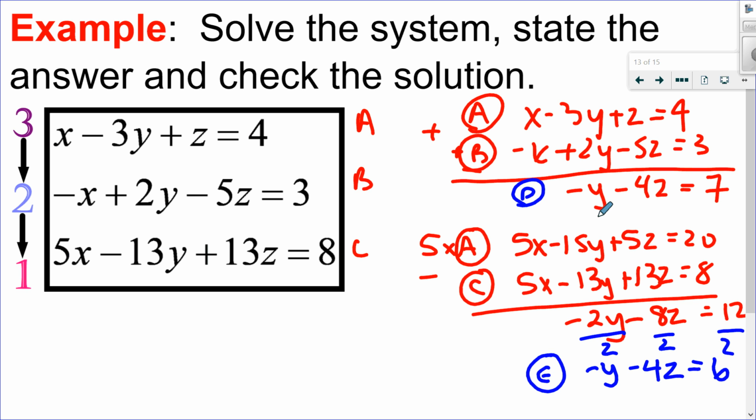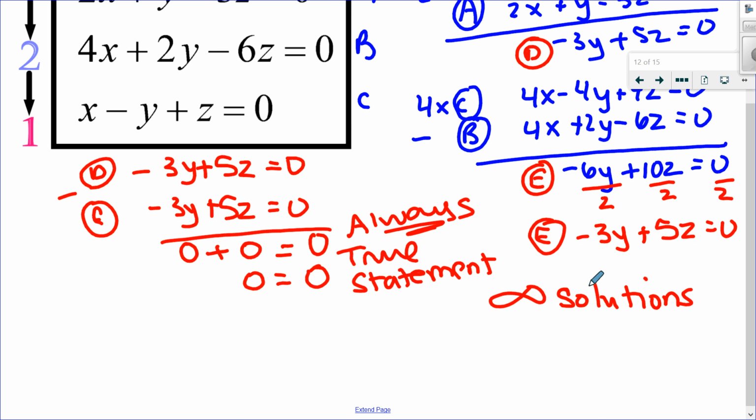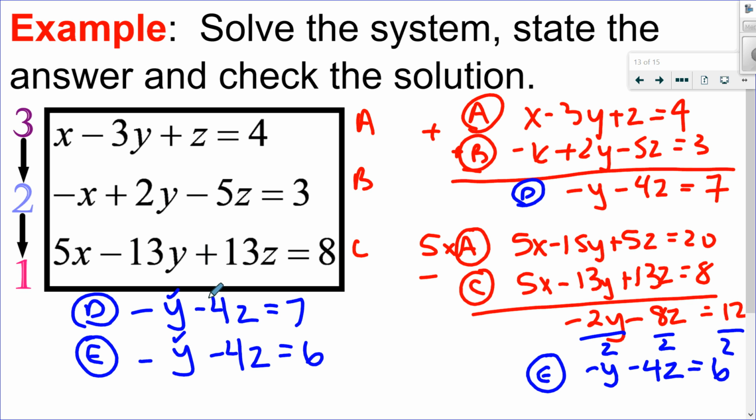I see they have the same y value, so I can probably eliminate that by subtraction, and we'll do exactly that. So negative y minus 4z equals 7, and then negative y minus 4z equals 6. This looks very similar to the last question. Let's look at the last question again. See how I had same, same, same, same, same, same, always true. Over here, we have same, same, same, same, not the same. So let's see what's going to happen here.